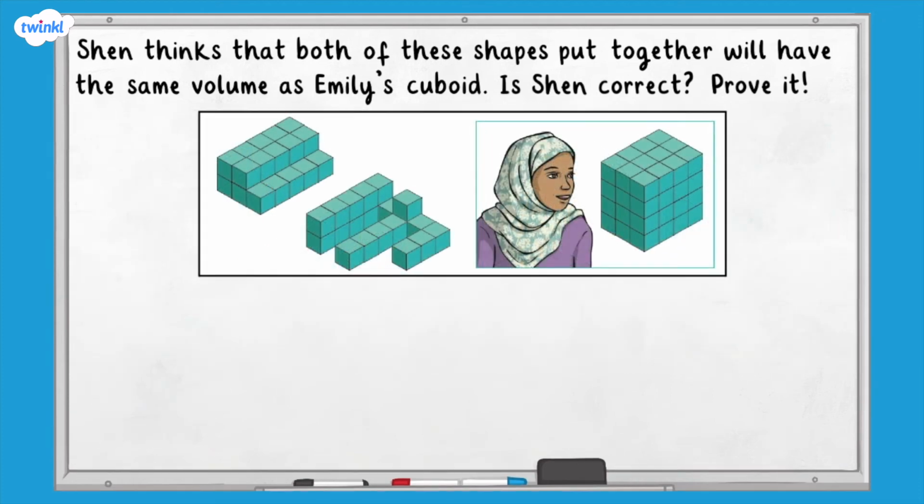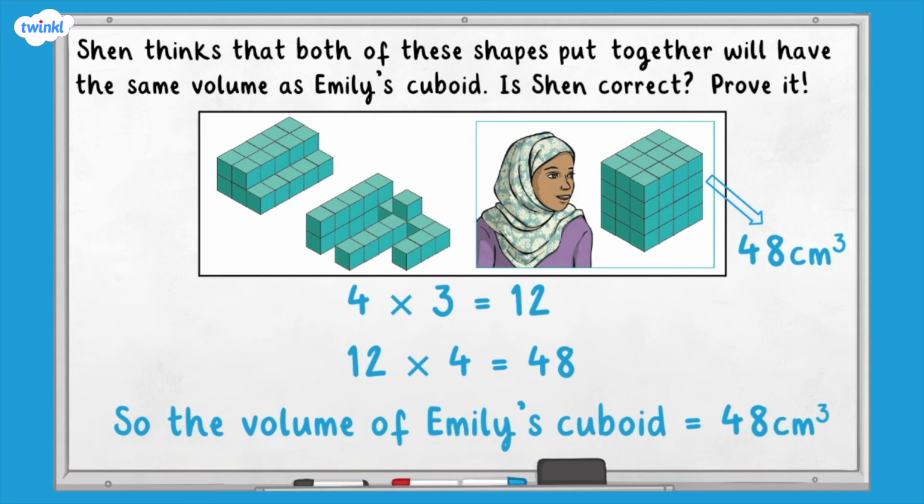Have you finished? Well done, here's the answer. Each layer of Emily's cuboid has 4 rows of 3 cubes, so 12 cubes. There are 4 layers, so we multiply 12 by 4, which equals 48. So Emily's cuboid has a volume of 48 cubic centimetres.